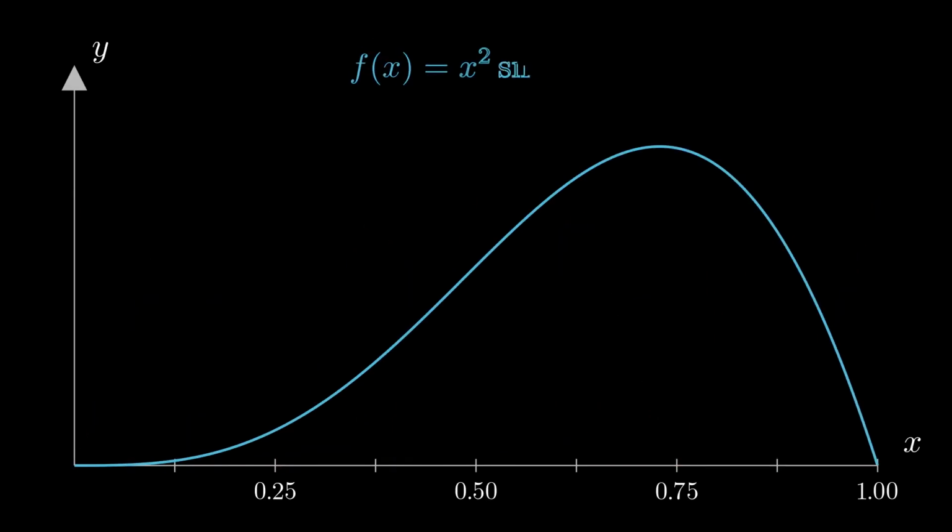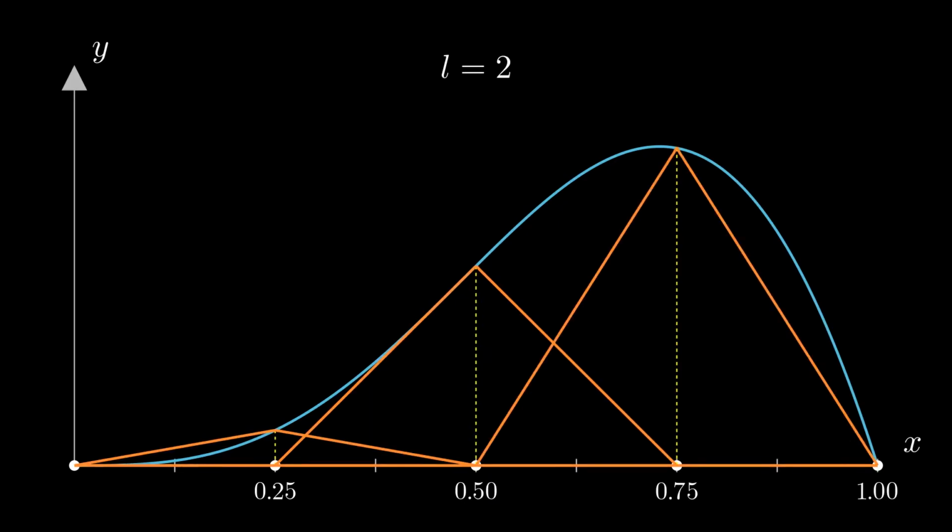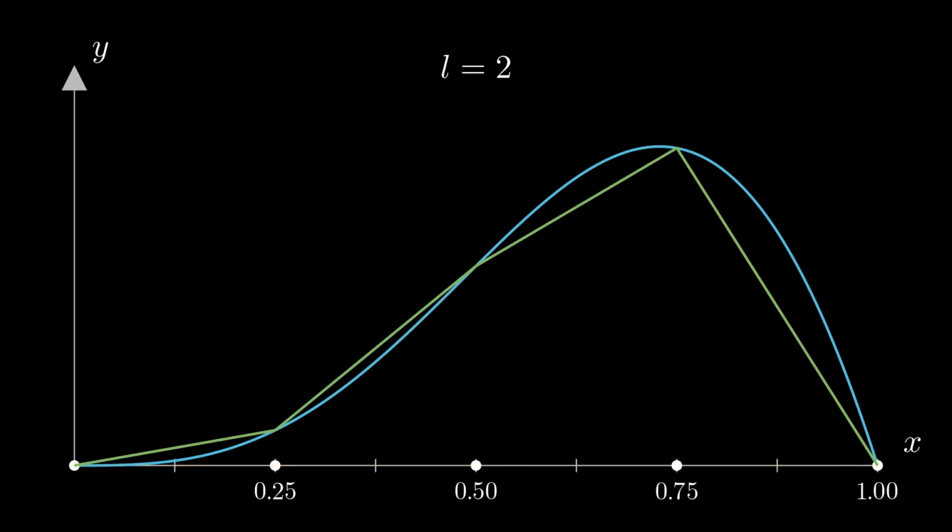Suppose we want to approximate the function f of x equals x squared sine pi x using the linear spline approximation. Let's choose an arbitrary level, such as 2, so we have grid points at every quarter. At each grid point, we fit each basis function to the curve. What this means is that the function is evaluated at each grid point to get a coefficient for scaling the basis functions. Finally, the function approximation is given by summing up all the scaled basis functions, which is equivalent to connecting the peaks of each basis function with straight lines.